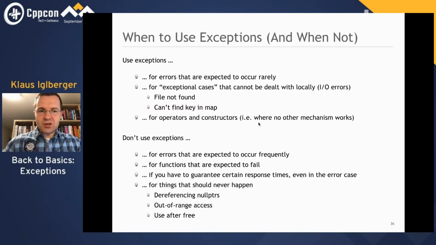And last but not least, do not use exceptions for things that should never happen, like dereferencing null pointers, out of range access, use after free. These are not exceptions or errors, these are bugs. Bugs that you should fix. This is something that you might simply report with an assert, crash right away, and it should be fixed before it goes to the customer. Or of course, you find other ways to deal with this. This is not exceptional cases, this is just plain bugs.